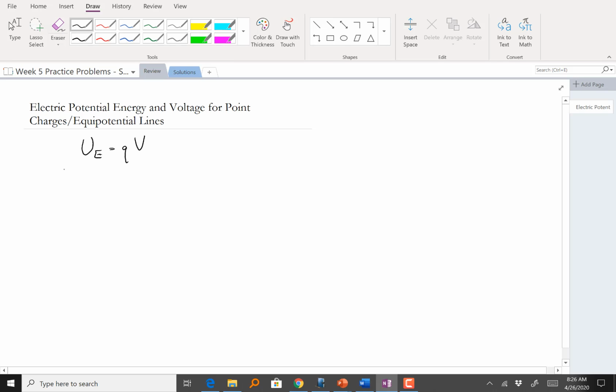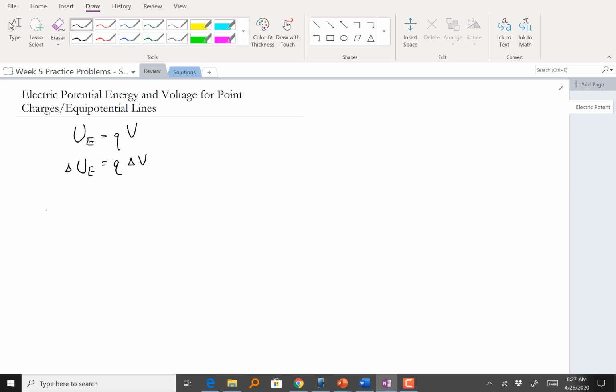I can also look at this relationship and say that the change in the electric potential energy is that charge times the change in the voltage. So that's looking at two different points. What's the change in voltage between those two points? If I move a charge between those two points, what's the change to the electric potential energy between those two points? Now, specifically this week, we're looking at the equations to find the electric potential energy and voltage for point charges. So we wrote these down.